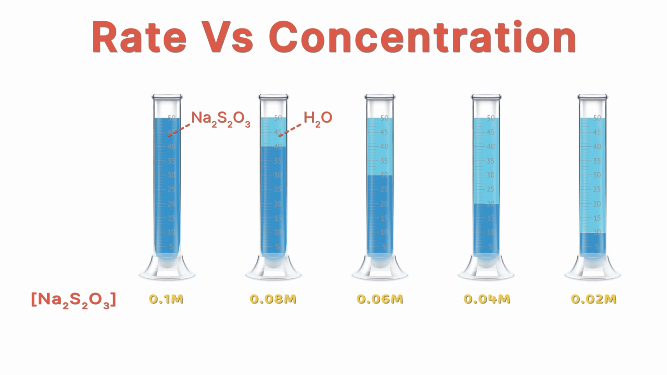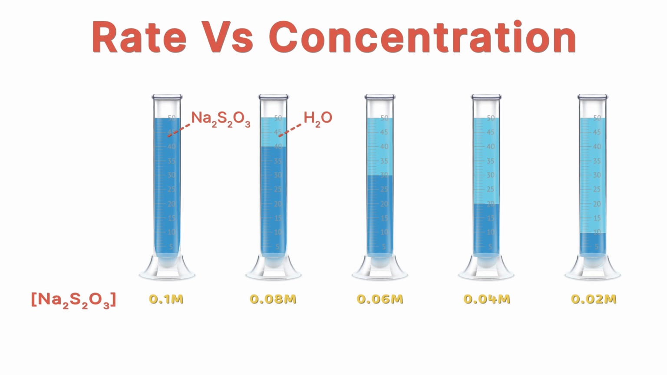Our first concentration will be just sodium thiosulfate, and the other 4 will be mixed with different volumes of water to give increasingly dilute solutions as shown. Here the thiosulfate solution is coloured dark blue for clarity, but of course in reality it's colourless. Let's say that our starting concentration of sodium thiosulfate is 0.1 molar. It makes sense to dilute each successive solution to 4/5 of the concentration of the original solution.